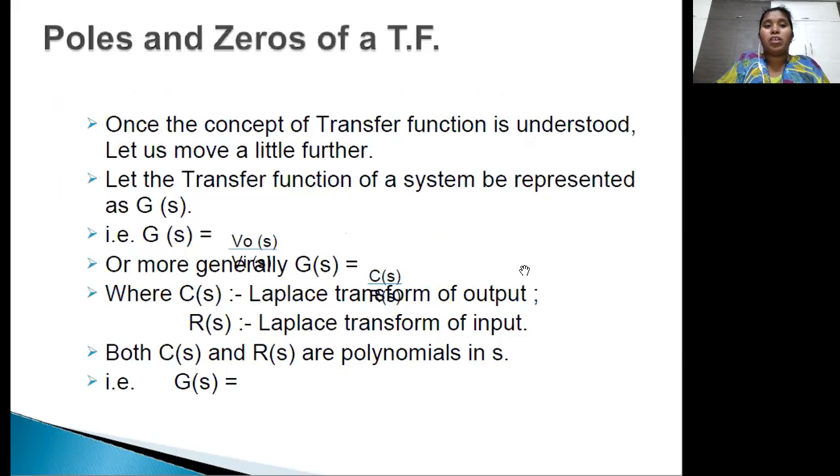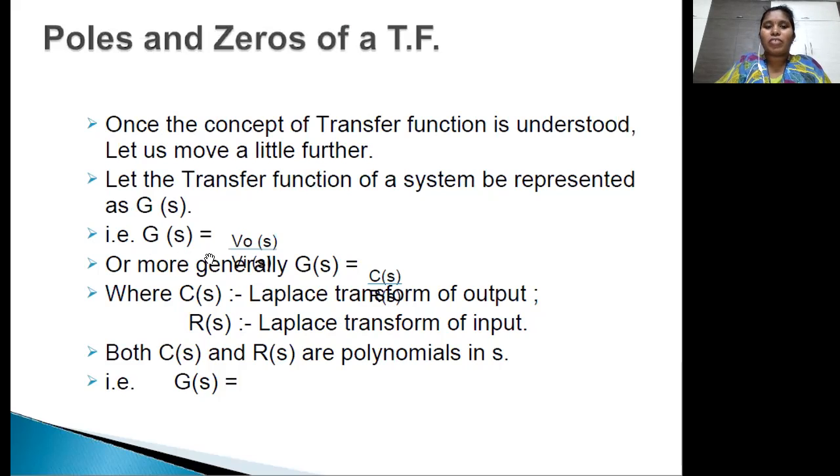Coming to the next one, we have to represent the poles and zeros of a transfer function. Up to now we don't know about poles and zeros, right? I will explain what is meant by pole and what is meant by zero. Once we go into the transfer function concept, we can represent the transfer function as T by F, or else as G of s, capital G of s. G of s is also called the gain of the system or the transfer function of the system.